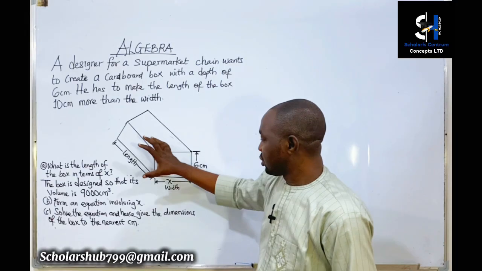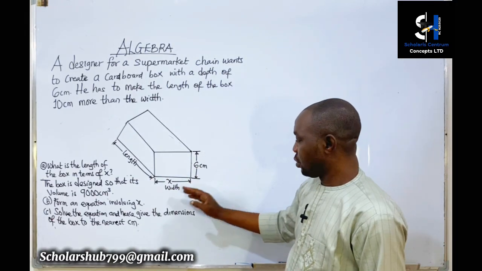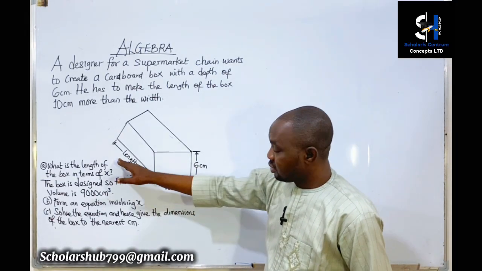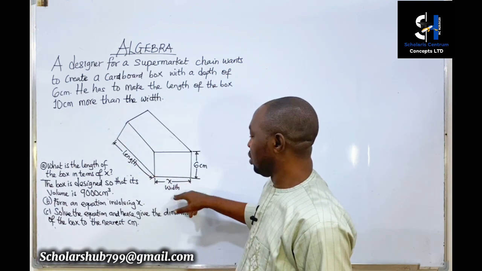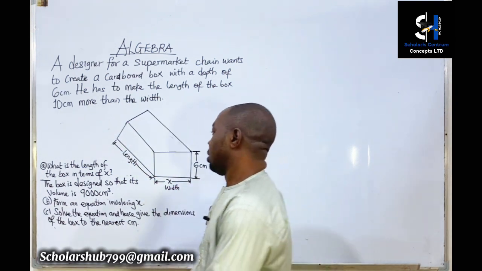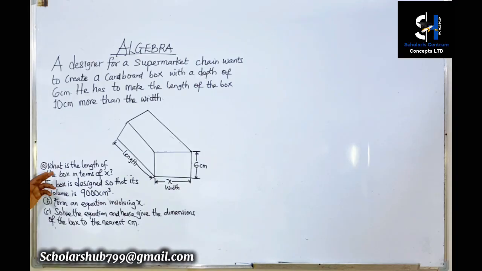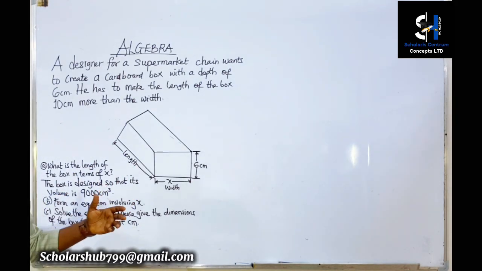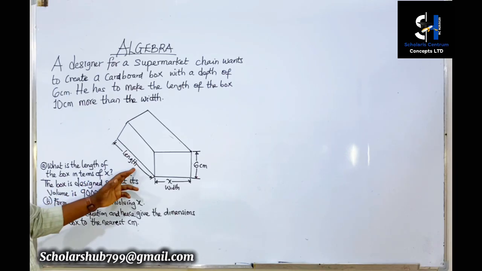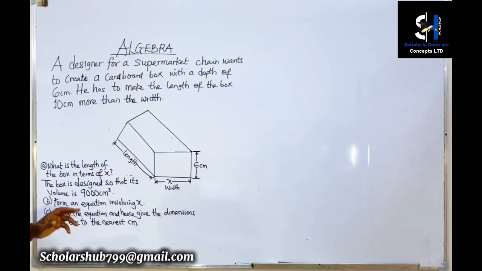So this is the box. This is the depth of the box. This is the width, and here is the length. But the length is 10 centimeters more than the width, which is x. The first question we have here is, what is the length of the box in terms of x? Of course, if we designate the length of the box as L, that will be 10 plus x. Very simple. That's why the topic is basic algebra.